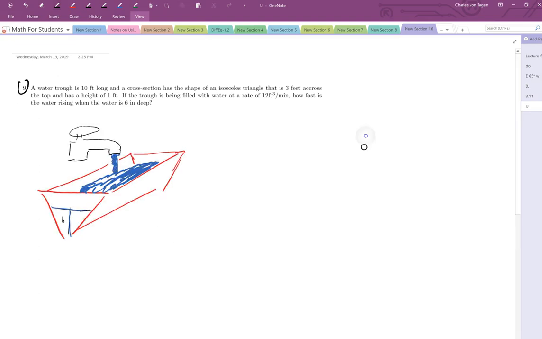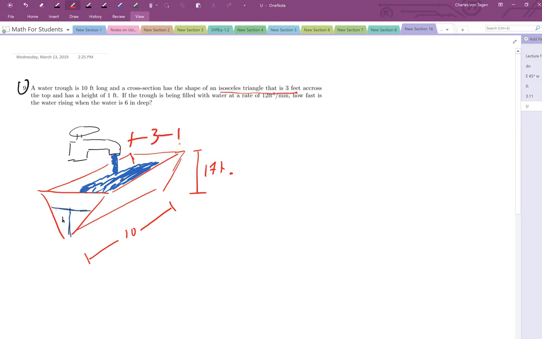Okay, so here's an illustration that partially shows what's happening. Here we've got a trough. Now this trough measures 10 feet long. That's the length. And we're told that the cross section forms an isosceles triangle that's 3 feet across, and that there's a height of 1 foot. So let's see if we can put that there. Let's put the 1 foot here. Let's actually move this dimension up here, it makes a little more sense.